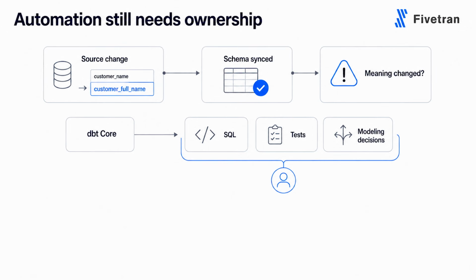Fivetran hosts and schedules dbt core models after upstream syncs finish. Since the dbt Labs merger closed in June 2026, Fivetran and dbt Labs are now the same company. That removes a vendor boundary, but it does not remove the work. Your team still owns the SQL, tests, and modeling decisions. For a warehouse-first team, that division is often sensible.